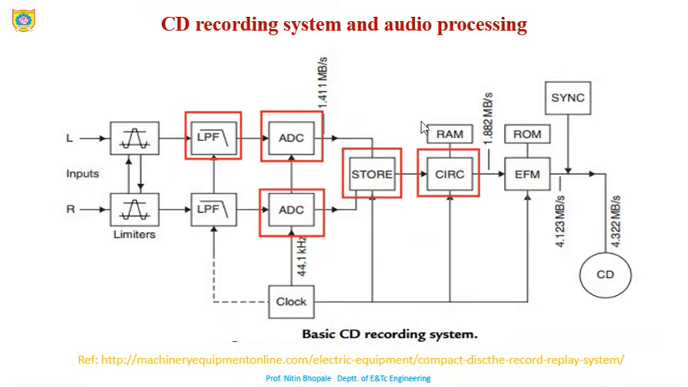This is working in tandem with the RAM section. Obviously, whatever data we need to store will be in the RAM. So this CIRC will work in tandem with the RAM. After this, we are dealing with the section called EFM. Now what is EFM? EFM is nothing but eight to fourteen modulation.